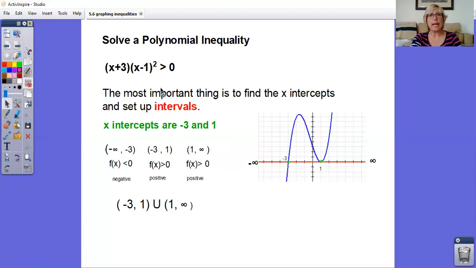Now I'm going to look up here. This means I want the intervals that are above the x-axis. So I'm going to choose -3 to 1 as well as 1 to infinity. I'm not going to include the -3 or the 1. They didn't ask me for on the x-axis. They asked me for above the x-axis.